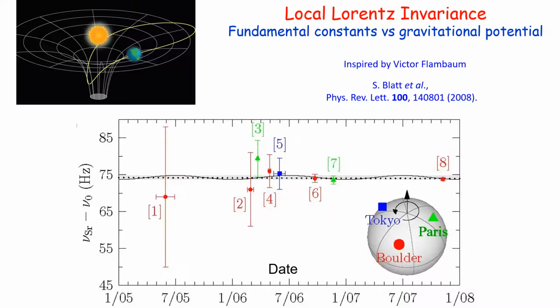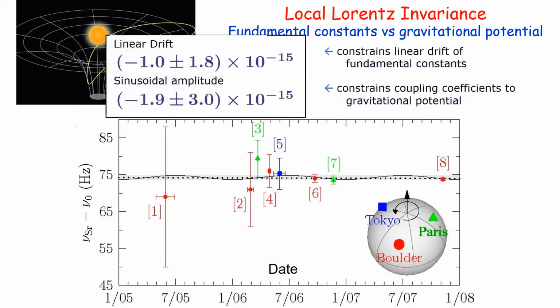It's just a place upper bound. And at the time, this was the best upper bound of so-called linear drift or sinusoidal oscillations of the fundamental constants depending on the gravitational potential. These days, people have pushed this down now to 10⁻¹⁷, 10⁻¹⁸ level.